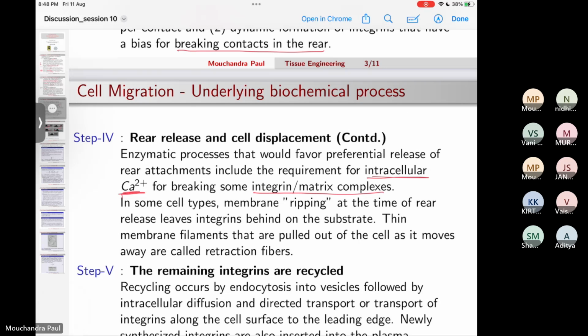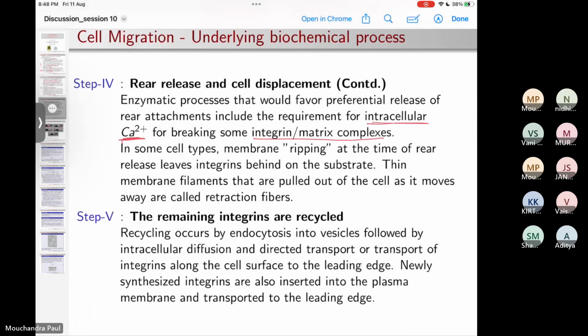Now, in some cell types, people have observed that when the rear is released, some part of the membrane is ripped out. So what happens? Some integrin receptors are still bound to the substrate. These are transmembrane proteins. They have ripped the cell membrane, and the binding strength is so large that they are still adhered to the substrate while the cell has moved forward. These left-behind integrin receptors are called retraction fibers.